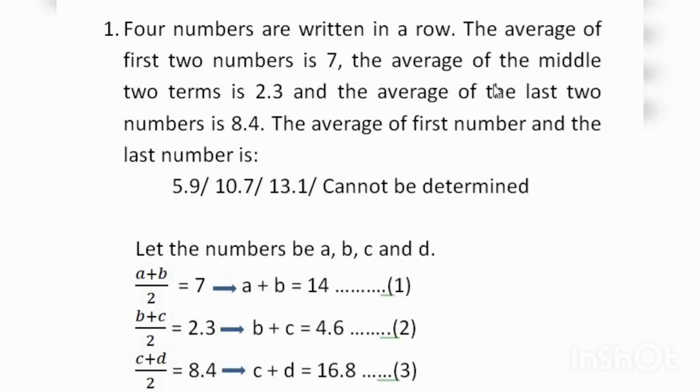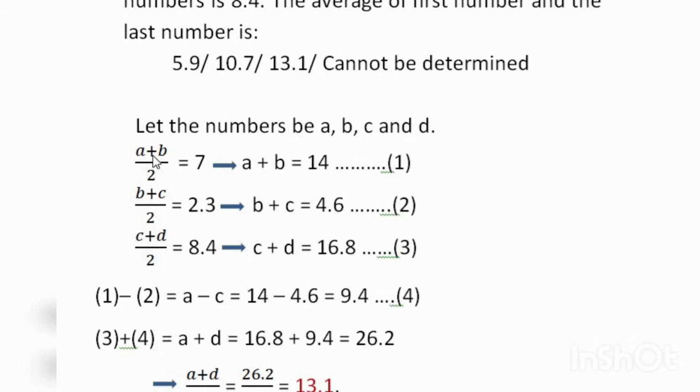Today I will give you the solutions of the workout questions on the topic average. So let's start. In the first question, it is given that the average of the first two numbers is 7. So we can write (a + b)/2 = 7. Let the numbers be a, b, c and d, so that the first two numbers are a and b. Their average is 7, and from there a + b = 14.